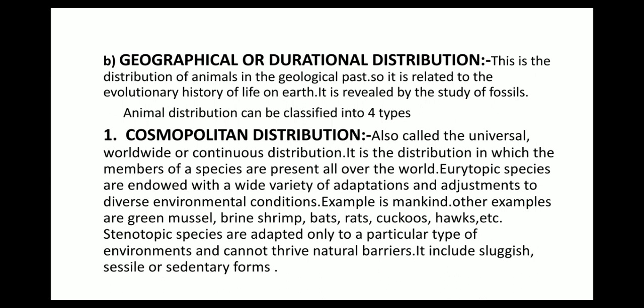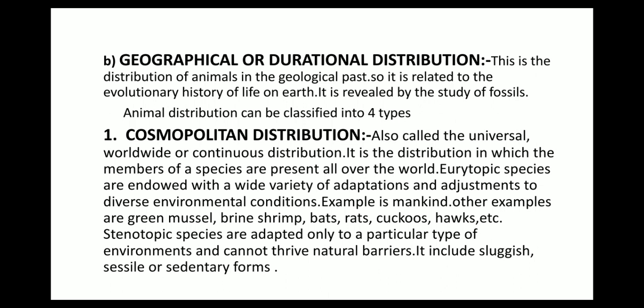Patterns of animal distribution. Based on the extent of geographical distribution, animal distribution can be classified into four types. That is cosmopolitan, discontinuous, isolated and bipolar. First one, cosmopolitan distribution. It's also called the universal, worldwide or continuous distribution.